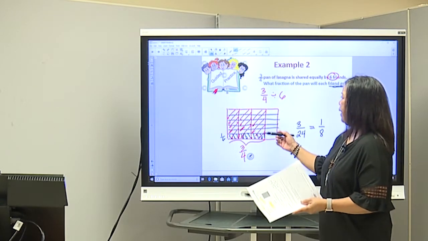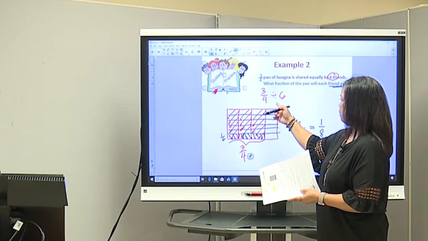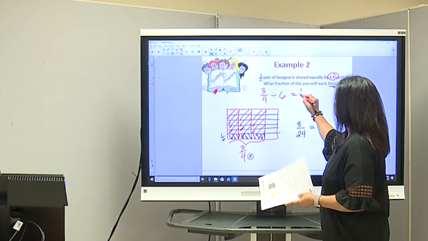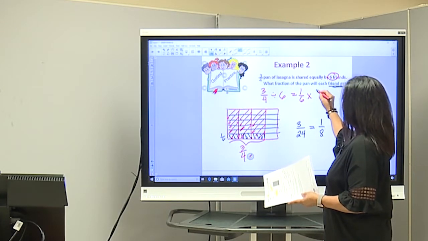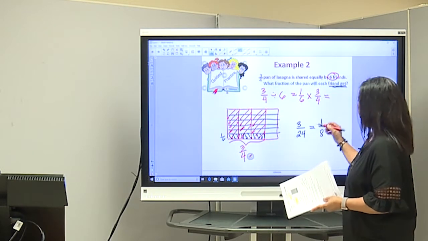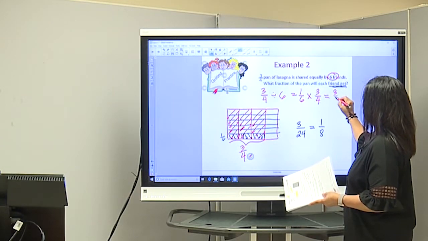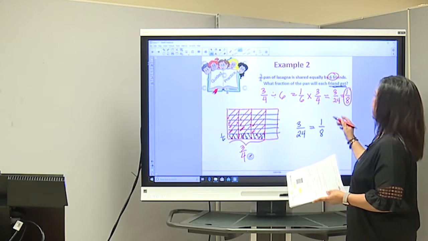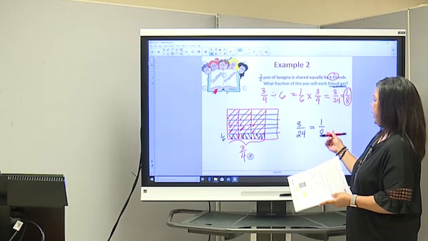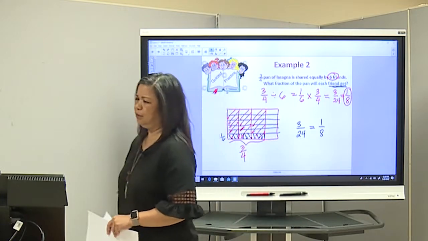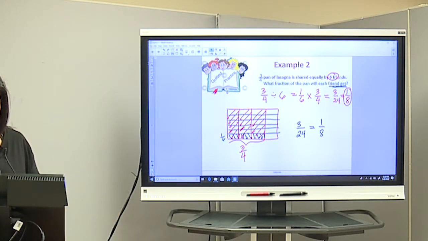Let's go back to our division expression. 3/4 divided by 6 is the same as 1/6 times 3/4, which according to our model, we got 3/24, or simplified 1/8. What does that mean? Each friend gets 1/8 pan of lasagna. So we put together division expression and multiplication expression in these types of problems.